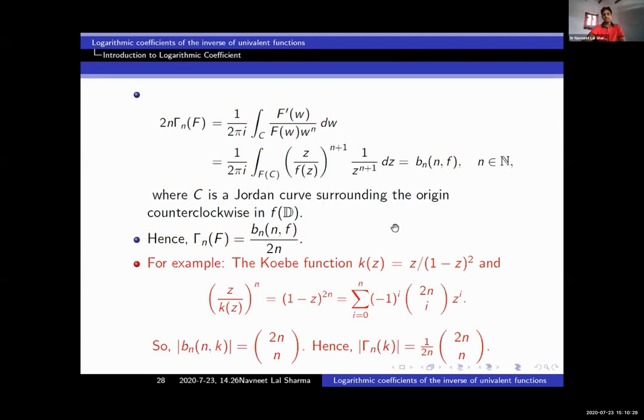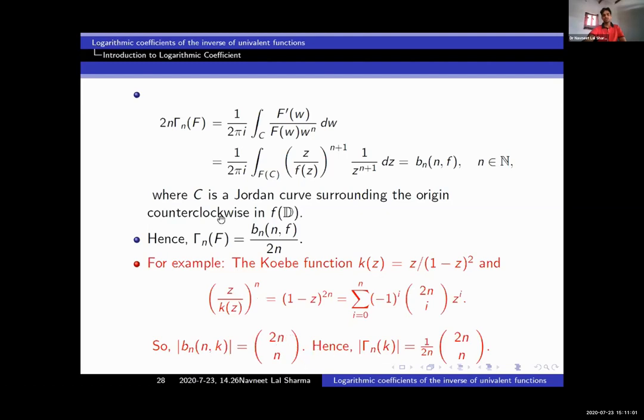For example, we can take the Koebe function k(z) = z/(1-z)^2, where (z/k(z))^n has a series representation, and I am taking the nth coefficient of this and its modulus value, because I am writing z/f in terms of b_n. So modulus of b_n is equal to 2n choose n. That means 2nCn. I am using here this nCr.